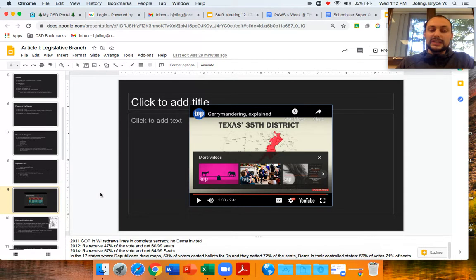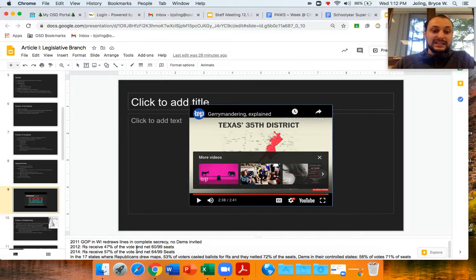But I want to make clear, this is not only Republicans. The Democrats engage in this as well. In the areas that they controlled, they received 56% of the votes, and they got 71% of the seats in those areas.